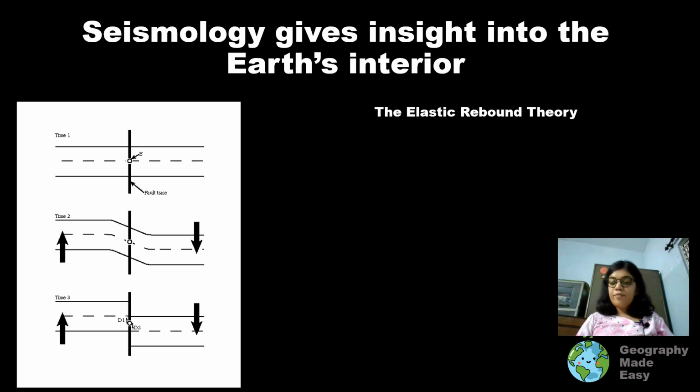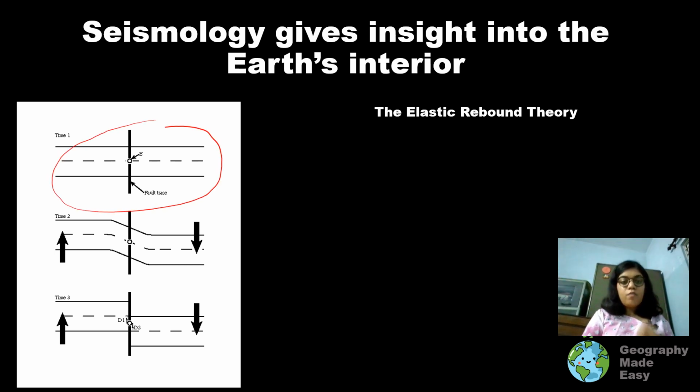So, we have basically two theories which talk about the earth's interior or how earthquakes originate. So, the first particular theory, it is called the elastic rebound theory. So, elastic rebound theory talks about the Earth's rock surfaces, and these rock surfaces are elastic in nature. So, they are not completely brittle, but they have some amount of elasticity.